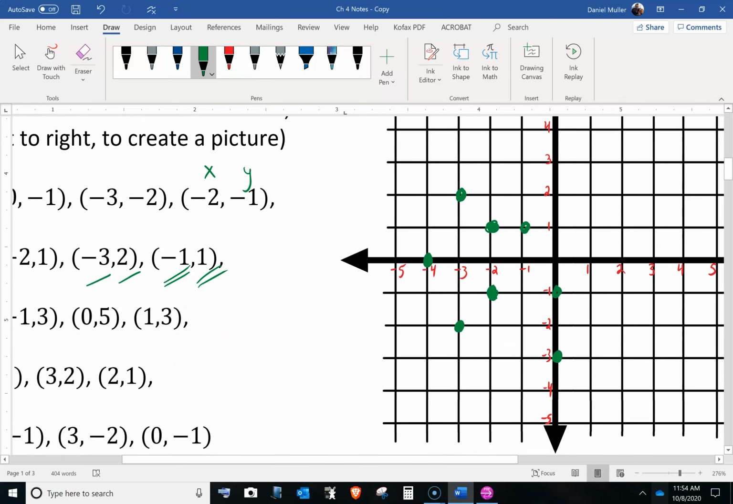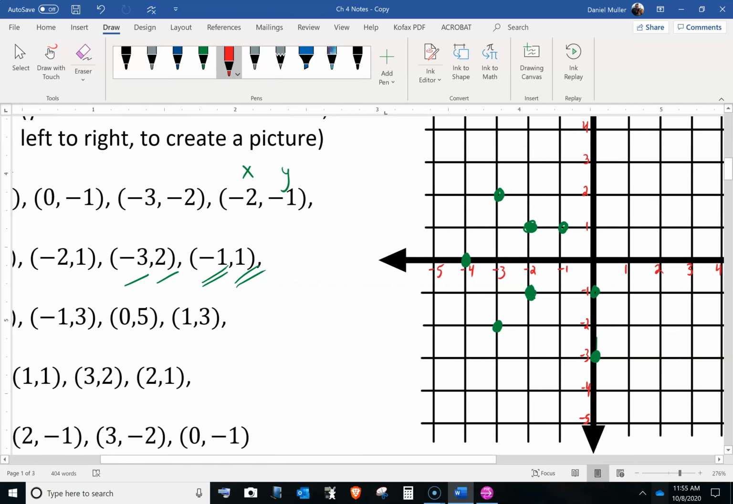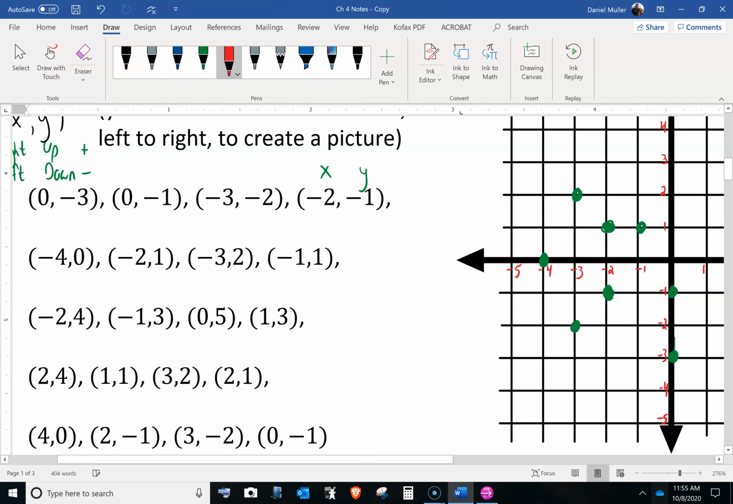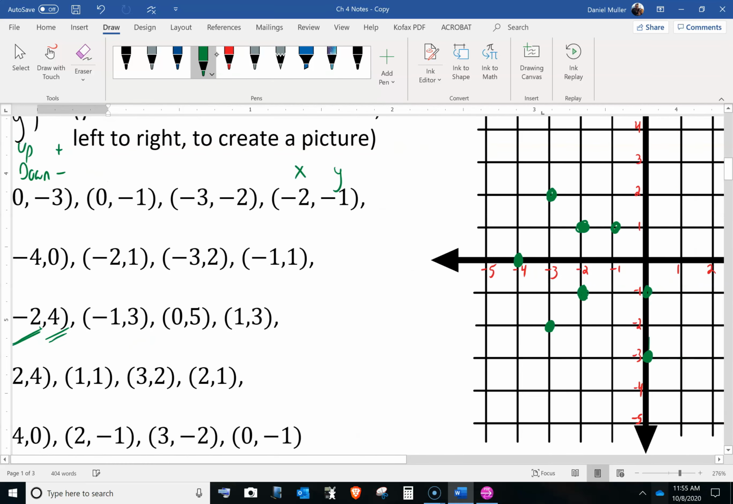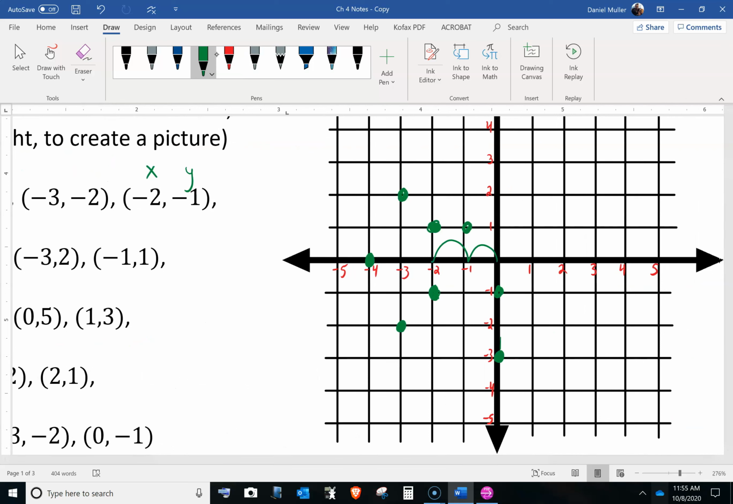Okay, so we needed to do this. I just don't know what color I want to use to connect these. Actually, maybe I just won't bother connecting them right now. You can connect them, and then at the end, I will do it. Okay. Let's look at the third row here. Left 2, up 4.